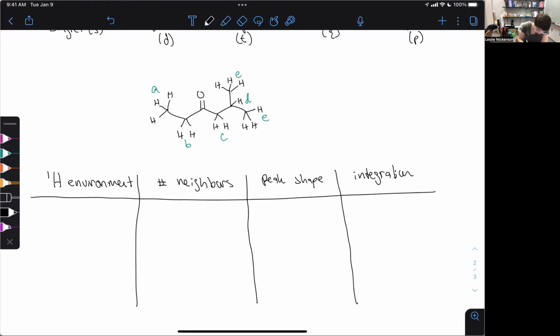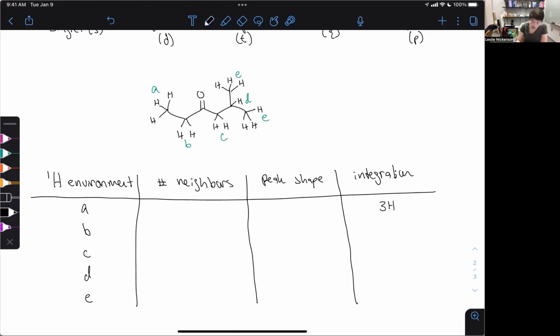All right, so we've got A, B, C, D, and E. Okay, so A, let's do integration first because that's easy. In this case, we only have one A environment. We have 3 H's in that environment, so that integration is going to be 3.